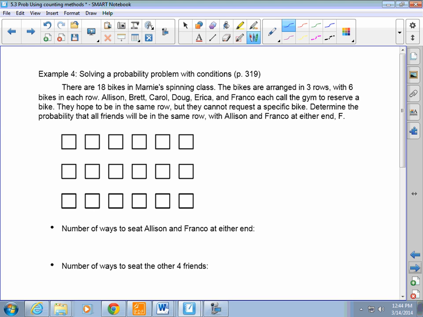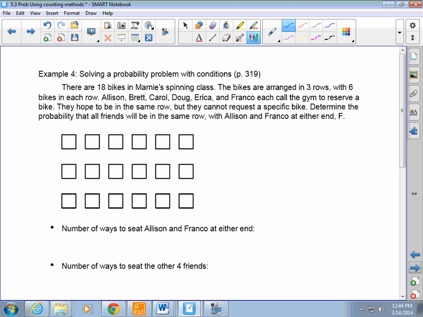Okay, so continuing with solving probability with some conditions. There are 18 bikes in Marnie's spinning class. The bikes are arranged in 3 rows, with 6 bikes in each row. Allison, Brett, Carol, Doug, Erica, and Franco each call the gym to reserve a bike. They hope to be in the same row, but they cannot request a specific bike. Determine the probability that all of the friends will be in the same row with Allison and Franco at either end. So when we're looking at this, this is an arrangement.